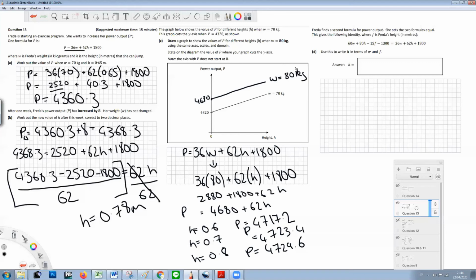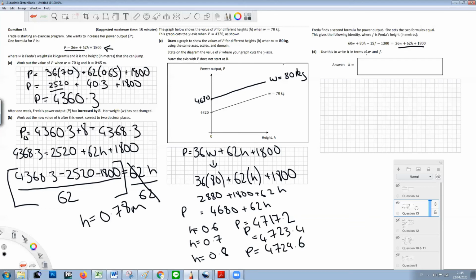All right, then Frida finds a second formula for power output. She sets the two formula equal. This gives the following identity where F is Frida's height in meters. So 60W plus 80H minus 15W minus 1300 is equal to this equation that we had before. So this is the same as what we had before. So she has a new equation, which she's saying are the same.